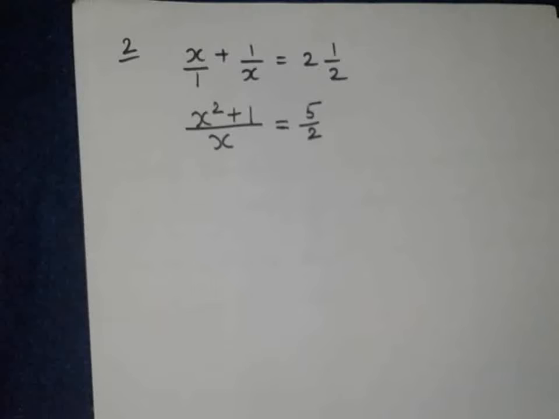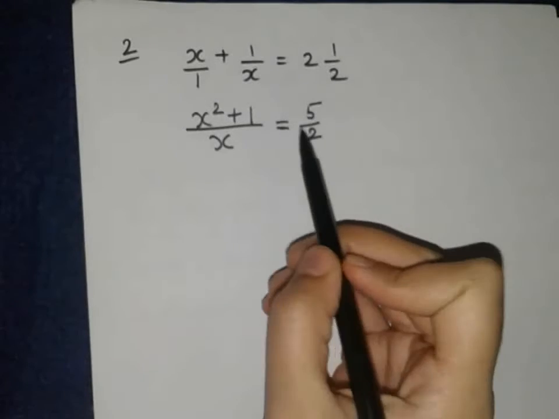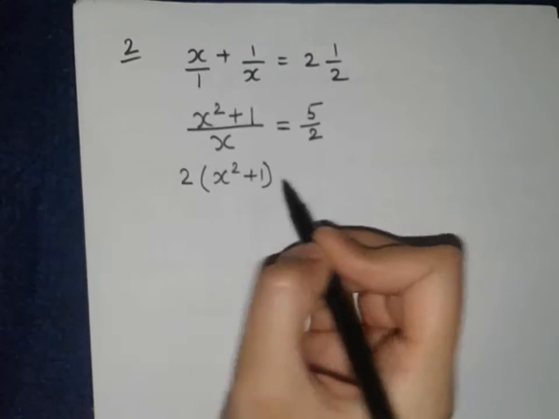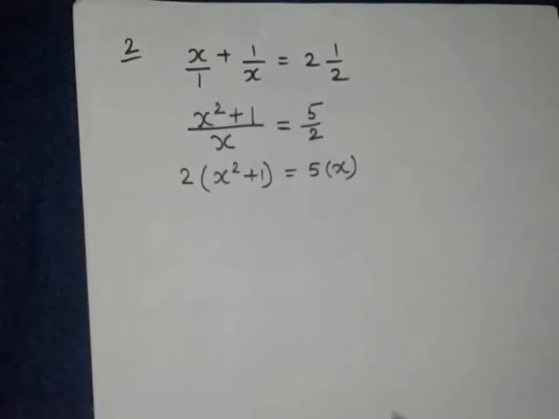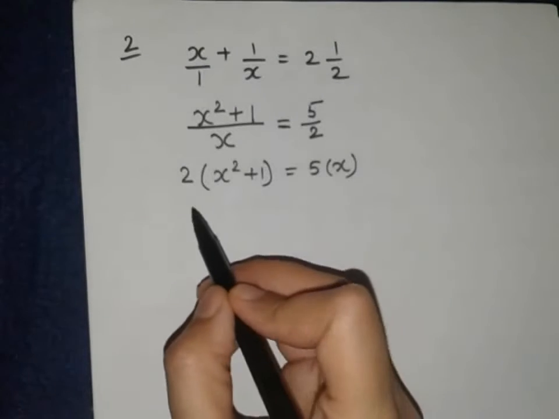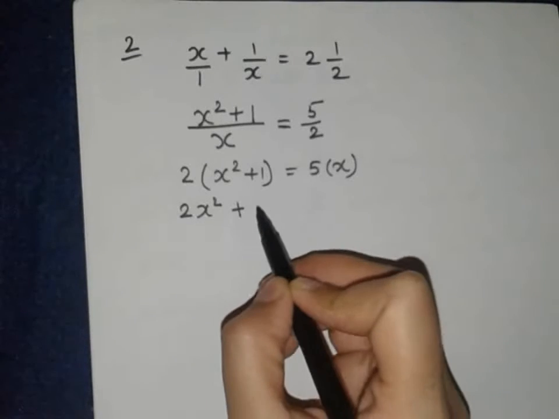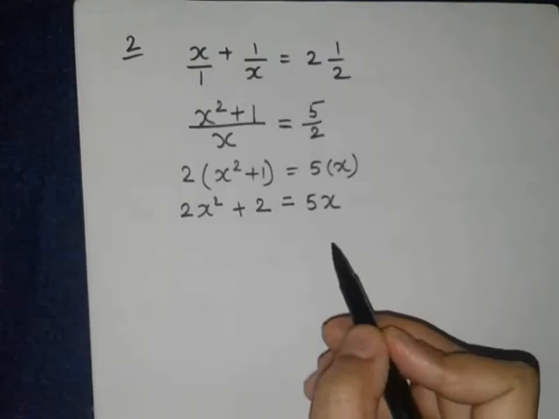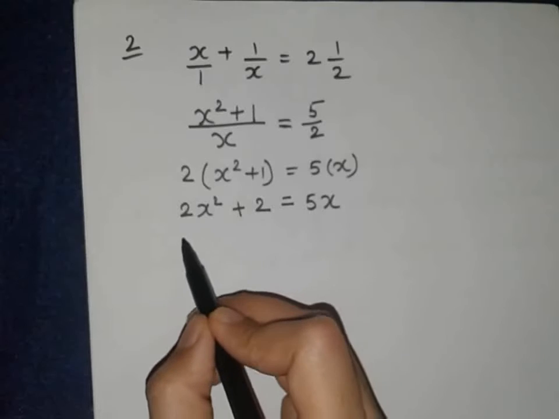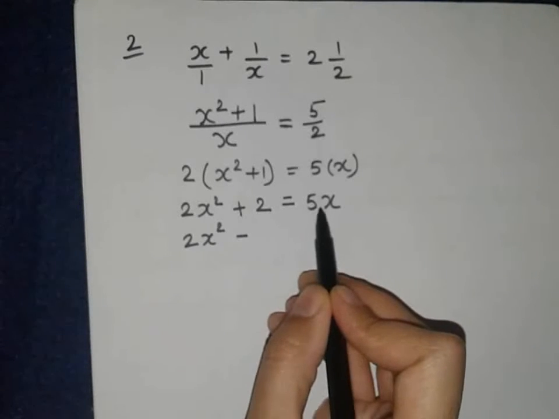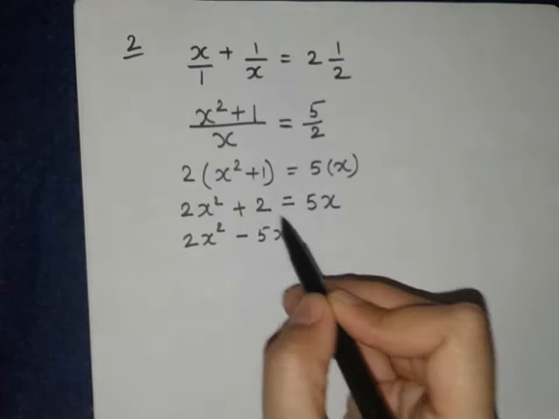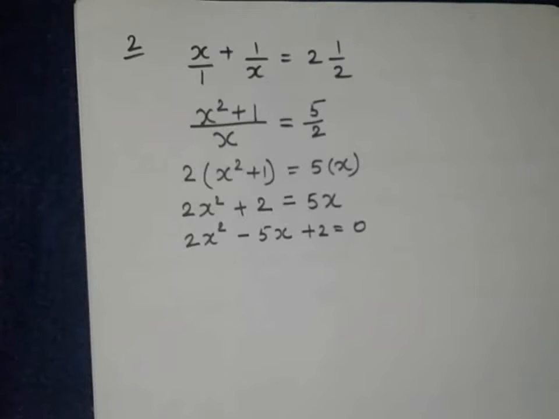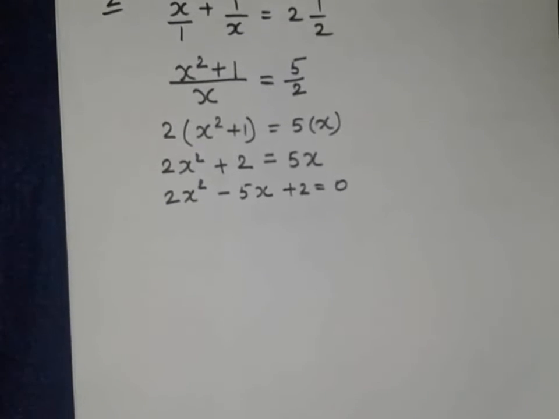Now to change it into quadratic form, that is the right hand side should be 0, we first cross multiply these terms. Means we take 2 to the left hand side: 2 into x square plus 1 is equal to 5 into x. We change it into a quadratic equation form. This will be 2x square plus 2 is equal to 5x. Everything is to be taken to the left hand side to make the right hand side 0. This will be 2x square minus 5x, and this plus 2 is copied as it is. This is again of the form ax square plus bx plus c, with b equal to minus 5, c equal to 2 and a equal to 2.